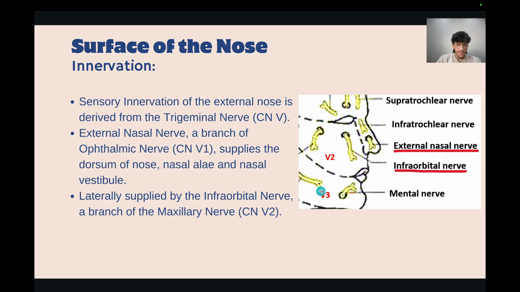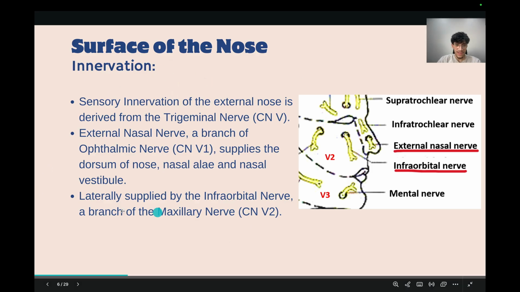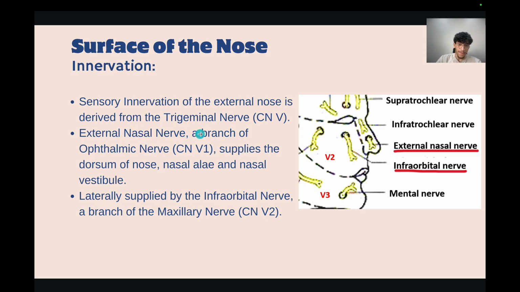Now for the innervation, the sensory innervation is derived from the trigeminal nerve. You're going to see all these are branches of the trigeminal nerve. The external nasal nerve is a branch of the ophthalmic nerve and supplies the dorsum of the nose, nasal ala, and nasal vestibule. Laterally supplied by the infraorbital nerve, a branch of the maxillary nerve.